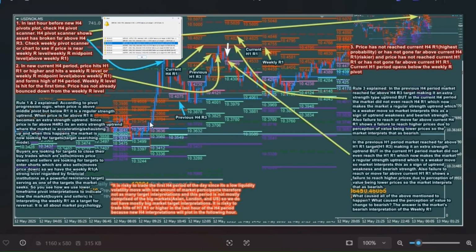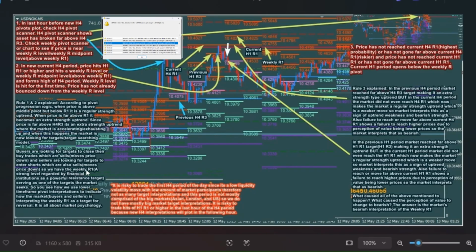So when price is breaking far above the H4 R3, like it did in this previous H4 period, the market is entering a target searching mode, okay? The market is searching for targets, okay? Buyers are looking for targets to close their buy trades, which are sells, which moves price down, and sellers are looking for targets to enter shorts, which are also sells, which moves price down.